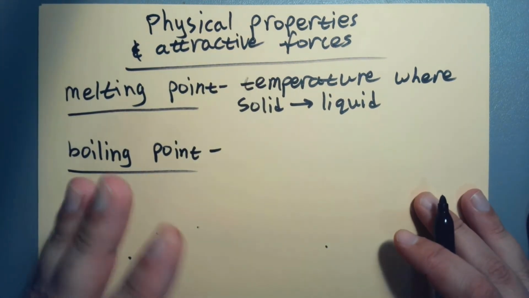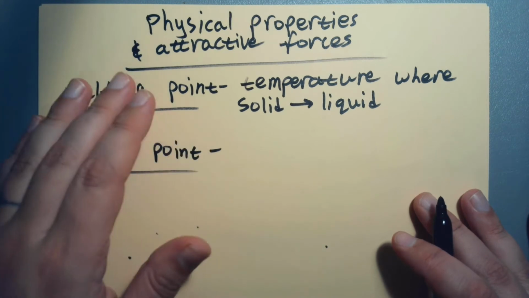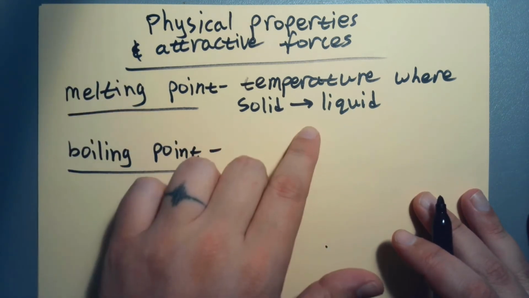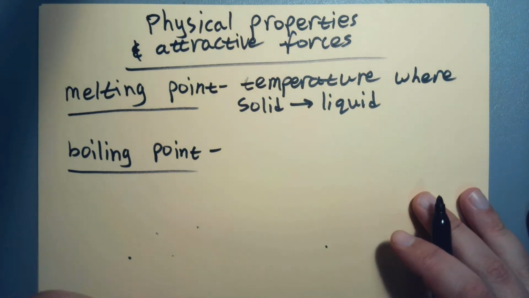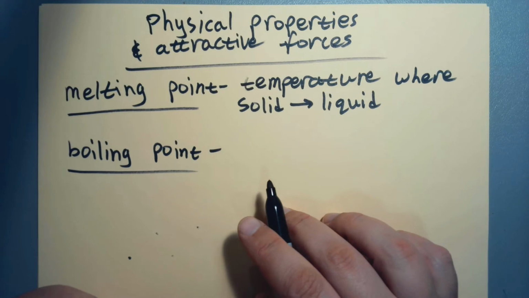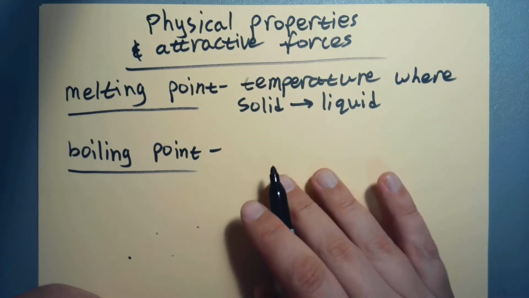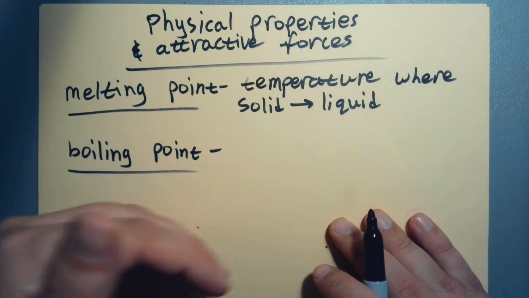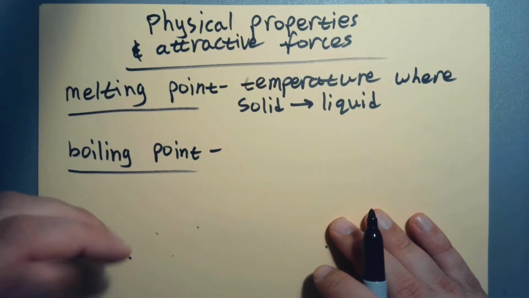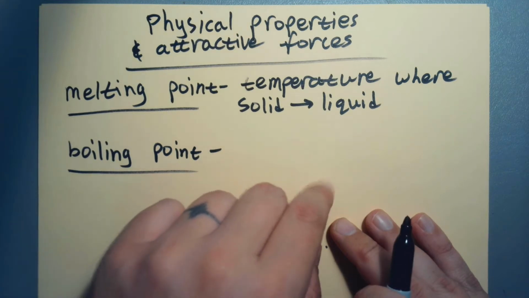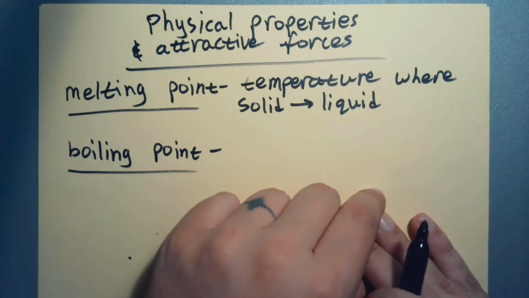Boiling point's a little trickier because melting isn't going to occur unless you are on the other side of the melting point. The boiling point is a little different. So evaporation is occurring. So this is going to be liquid going to gas. But that can occur below the boiling point. What the boiling point is, is the maximum temperature that the liquid can reach during evaporation.